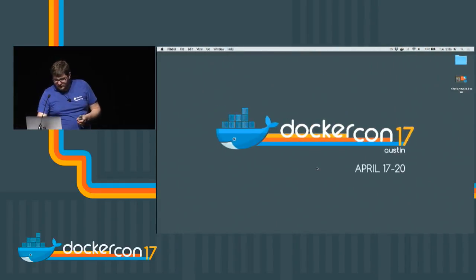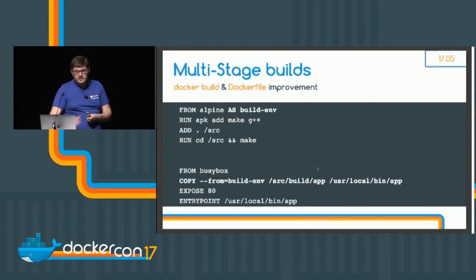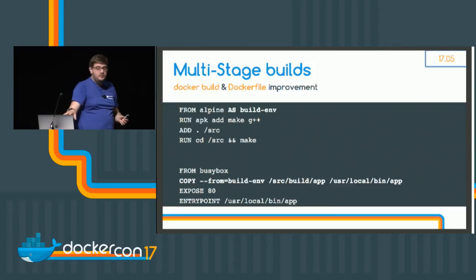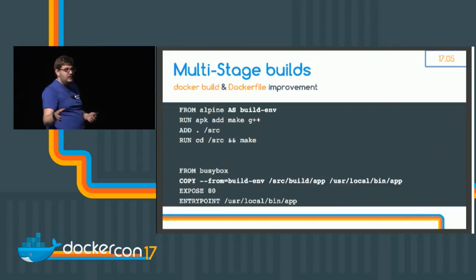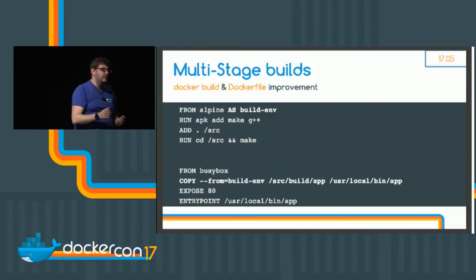So here, where are my slides? Here it's not too much of an issue because in the copy line, you are specifying exactly what you want to copy. So here I'm just taking the SRC build output. Maybe this make actually made some man pages, but they're not part of the copy, so they're not going to end up in the runtime one.